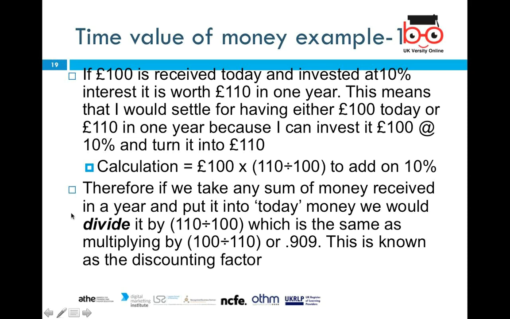This is the simple calculation of the 10%. Therefore, if we take any money received in a year and bring it to today's value, we divide the future money with interest by today's money, which is the same as multiplying by today's money divided by future money. That is 0.909, that's 90 or 91 pence. This is known as the discounting factor. That's the rate of interest, 10%, and today's money divided by future money is the discounting factor.